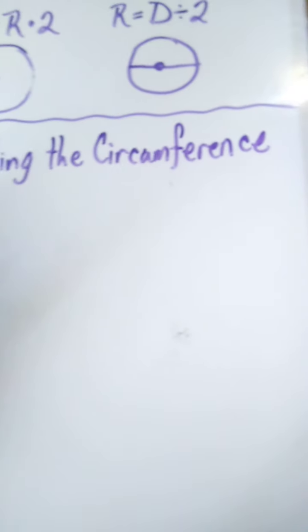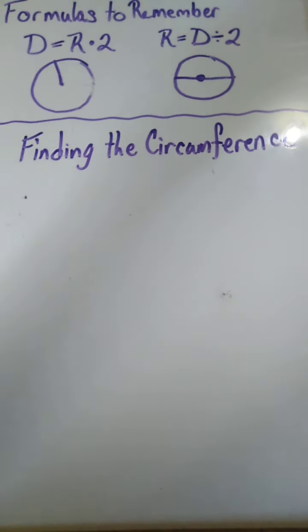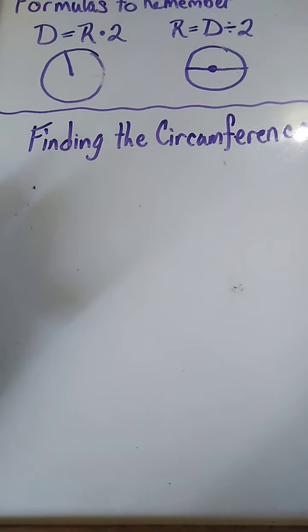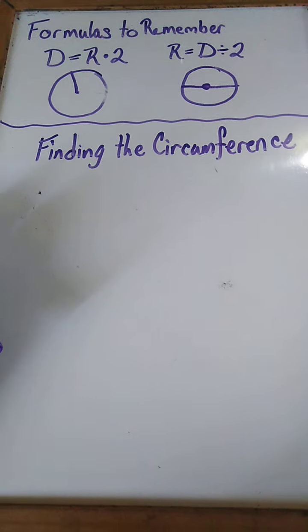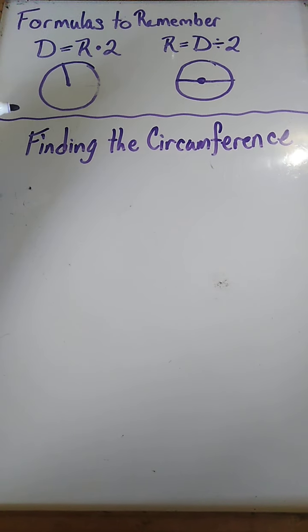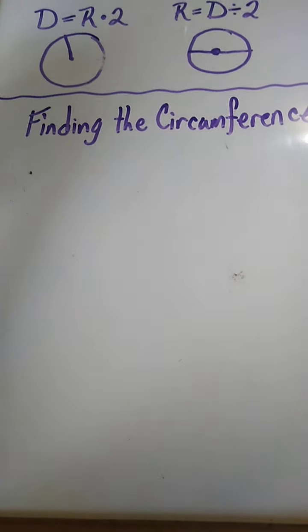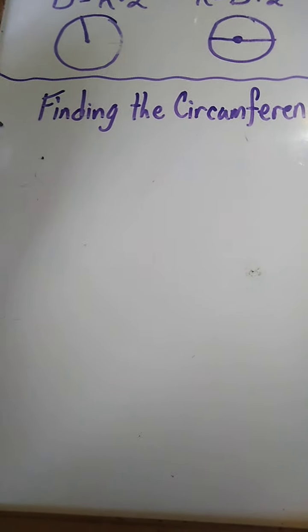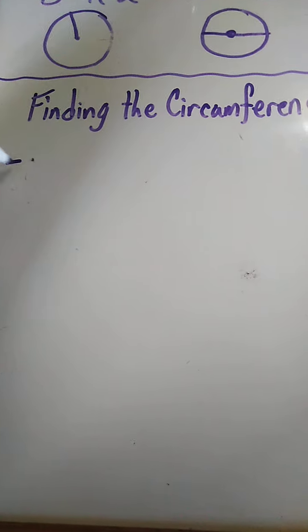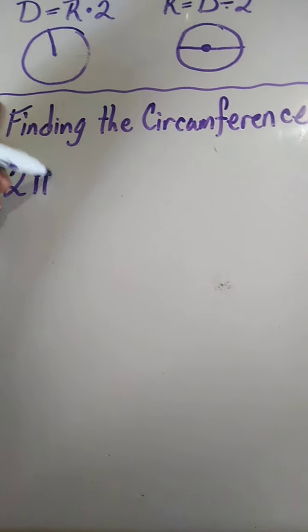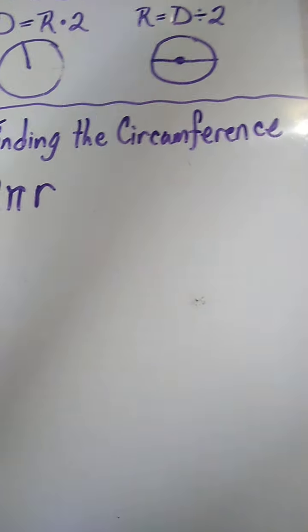Usually the outside borders of shapes are called the perimeter. But when it comes to circles, it's called the circumference. Now there are two formulas that I want you guys to remember. One of those formulas is C equals 2 pi r.